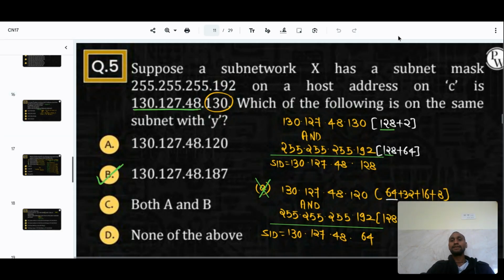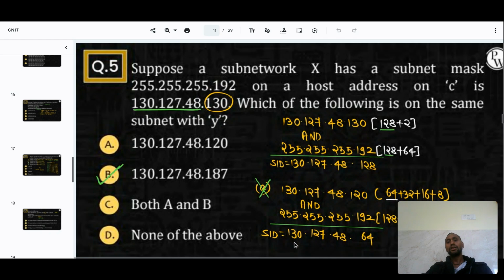Suppose a subnet X has a subnet mask given and the host address is given. Which of the following is on the same subnet? Look, we take the host 130, AND it with the subnet mask, and get the subnet ID. If the subnet ID matches the subnet ID of another option, that is the perfect one.